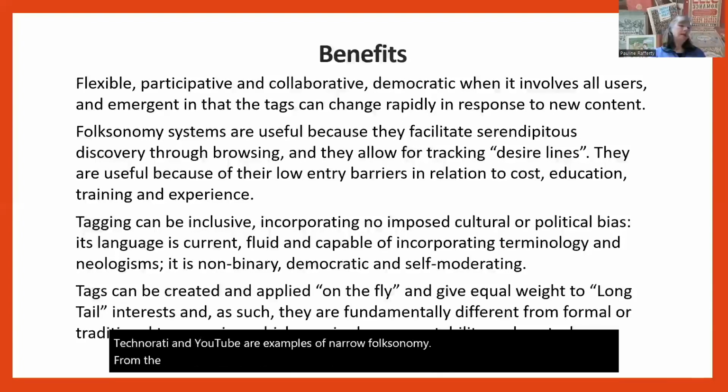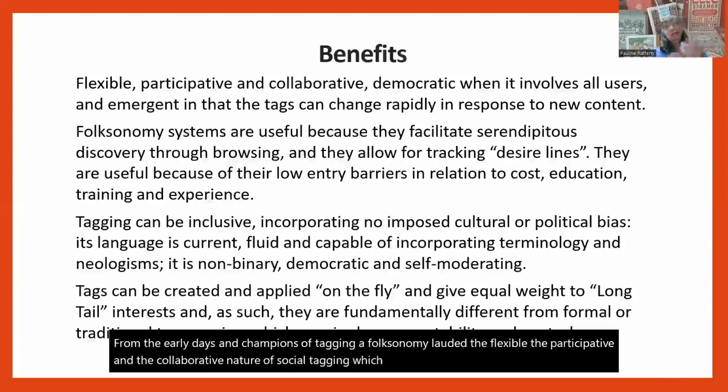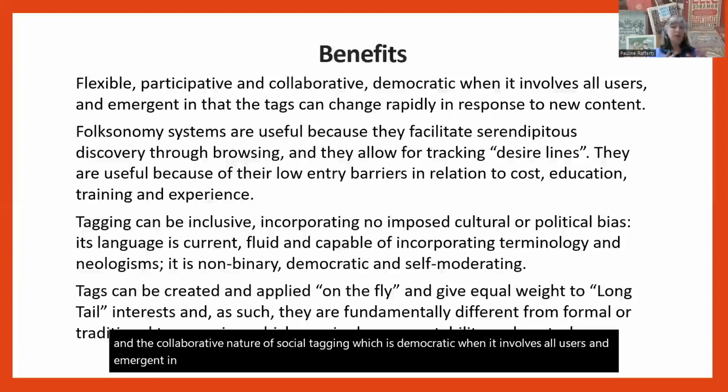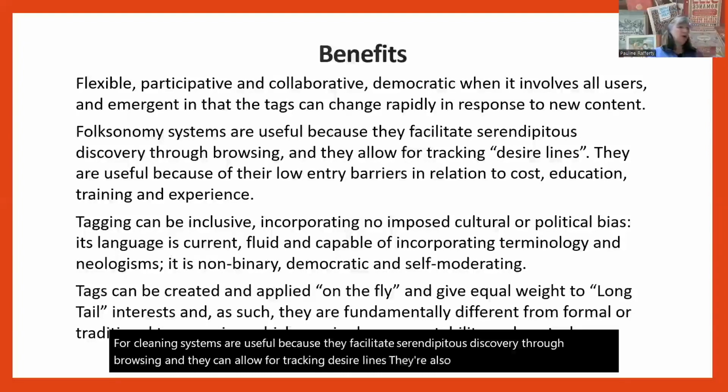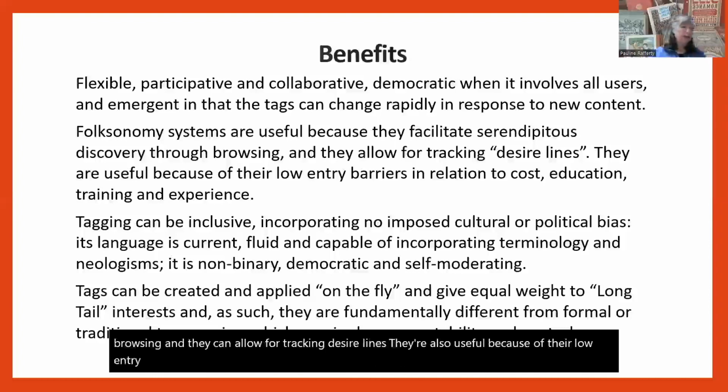From the early days, champions of tagging and folksonomy lauded the flexible, participative, and collaborative nature of social tagging, which is democratic when it involves all users, and is emergent in that tags can change rapidly in response to new content. Folksonomy systems are useful because they facilitate serendipitous discovery through browsing, and they can allow for tracking desire lines. They're also useful because of their low entry barriers in relation to cost and education, training, and experience.